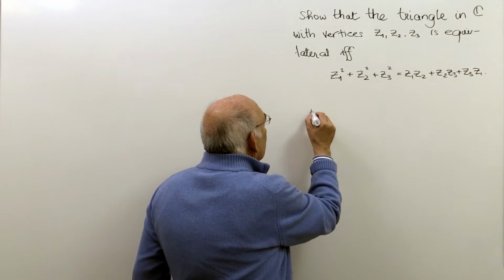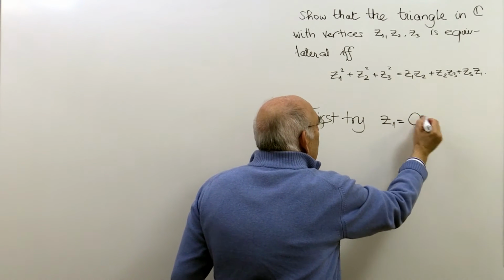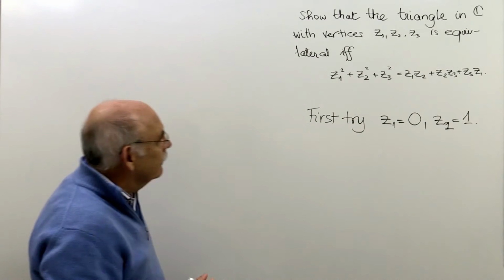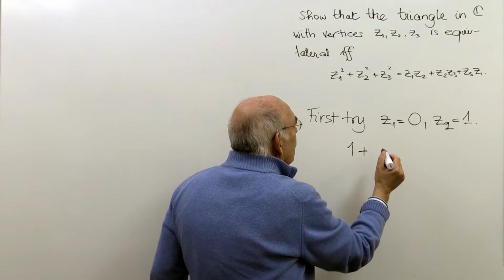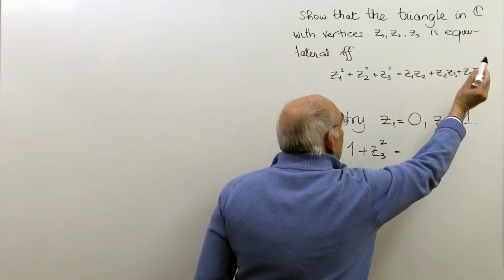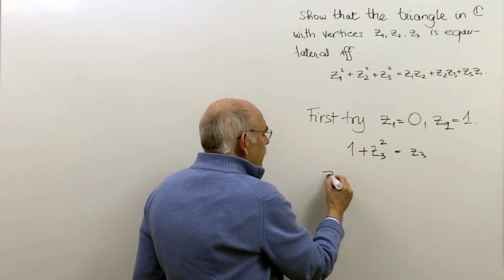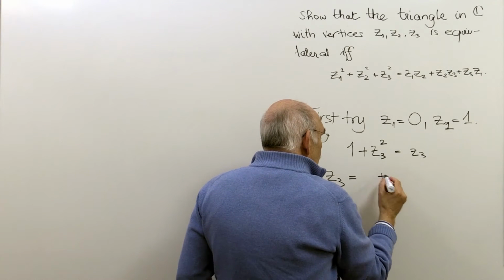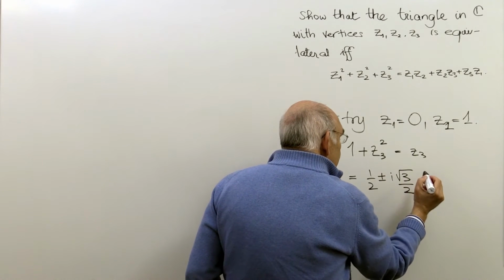So I'm going to first try z1 equals 0, z2 equals 1. And in that case, what we get is 1 plus z3 squared equals 0 plus 0 plus z3, which is a quadratic equation in z3, and when we solve it, we get z3 is equal to 1/2 plus or minus i root 3 over 2.